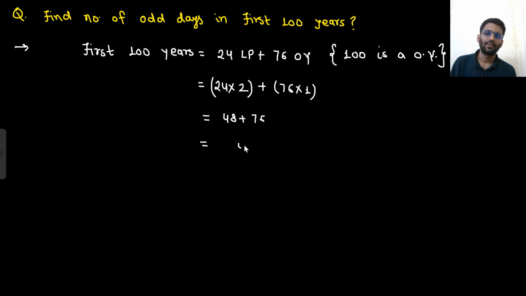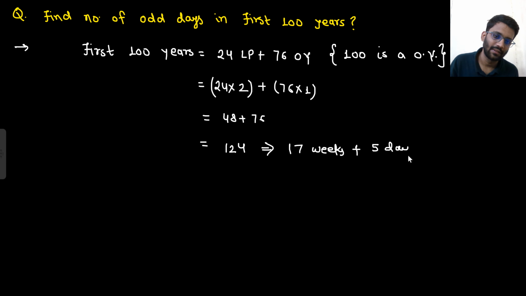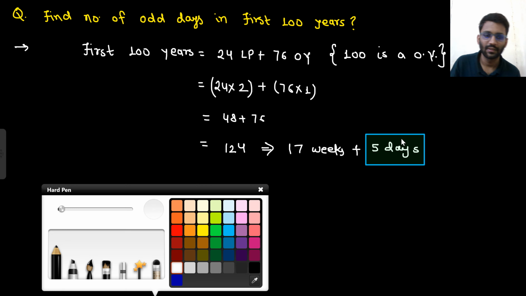How much will you get? 124, right? 124 odd days. Is that the correct answer? No. 124, what does that show? Divide by 7. 17 weeks plus 5 days. So 5 is the number of odd days.